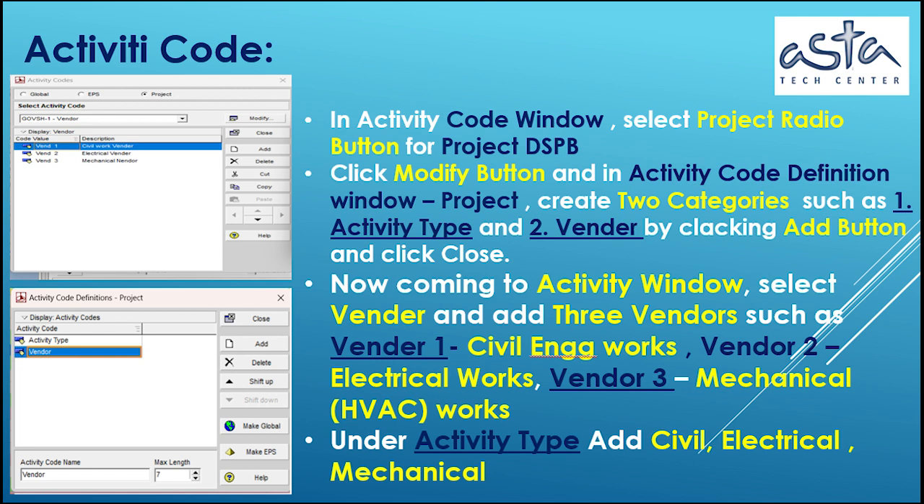Now coming to the Activity window, select Vendor, and add 3 vendors, such as Vendor 1 for civil engineering works, Vendor 2 for electrical works and Vendor 3 for mechanical, HVAC works. Under Activity type, add civil, electrical, mechanical respectively.